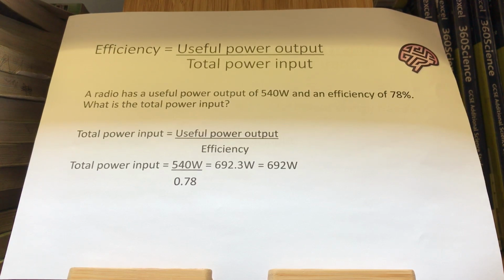Now that needs to be more than the output because some of the output is wasted. So the useful output was 540 watts. So the total input does make sense that it's 692 watts. I'm just doing a quick logic check there.